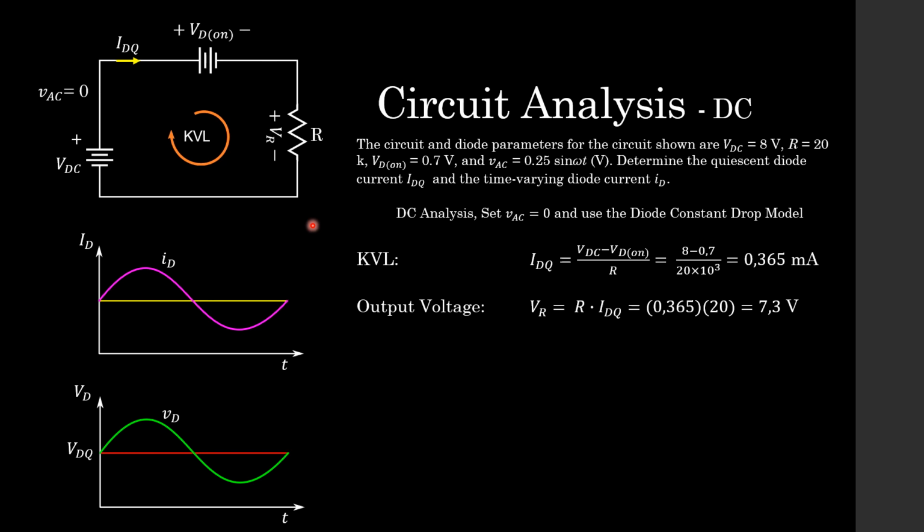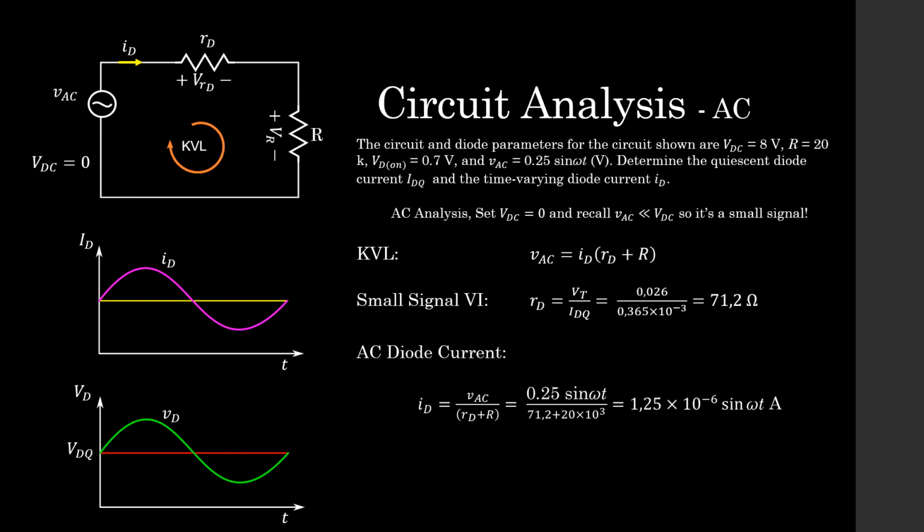So for the DC analysis, we have to set our AC signal to 0 and draw an equivalent circuit and proceed with an analysis. So here is the equivalent circuit. I've replaced our AC source with 0, a short circuit, and then we're going to just do some good old-fashioned KVL, students. So from our KVL equation, we can get the DC current, and that is simply 0.365 milliamps. And using the current and Ohm's law, we can calculate the output voltage, 7.3 volts. Very simple.